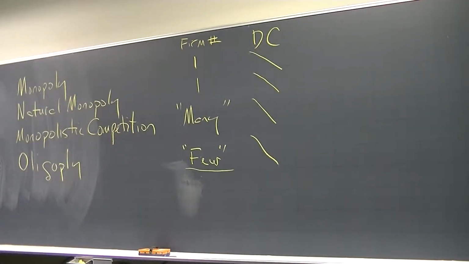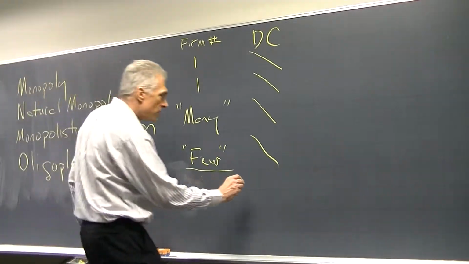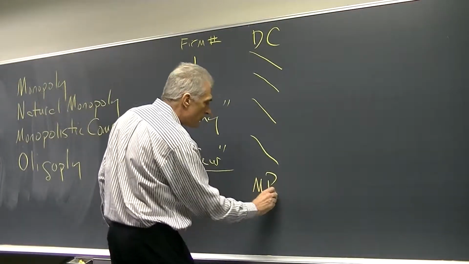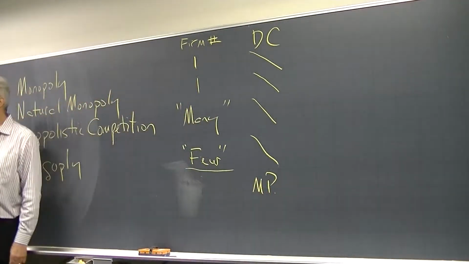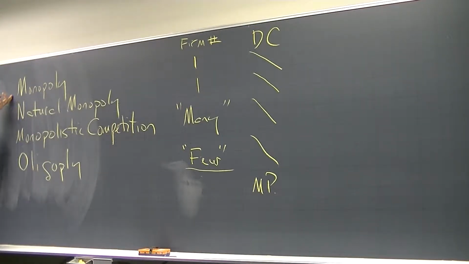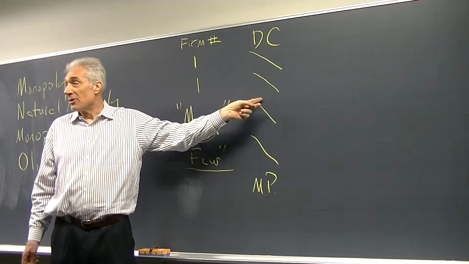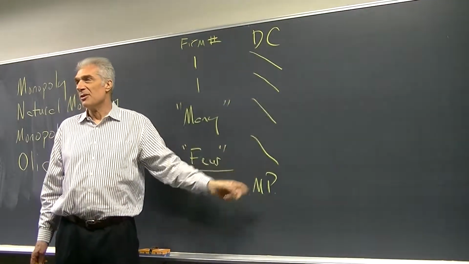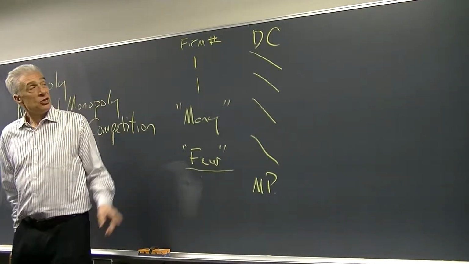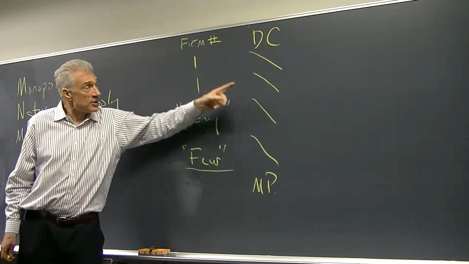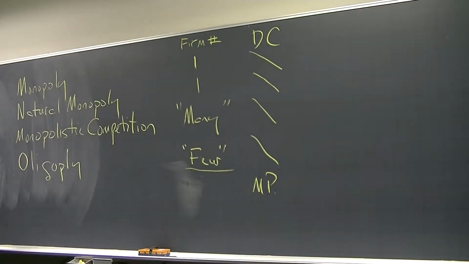And what does that say? They all have market power. Firms have market power under monopoly, under natural monopoly, under monopolistic competition, and under oligopoly. So they're all downward sloping. That's all I wanted you to tell me. So one, many, few, downward, downward, downward, downward. That's all I wanted.